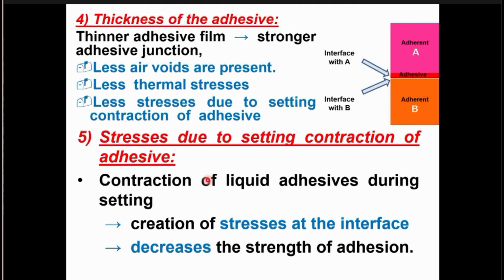Also, we know all adhesives are in liquid form. So once they make a bond and they set hard, they contract, they make shrinkage. So if we use a thick film and more quantity of adhesive, we will find more shrinkage. So to conclude this point, we should use a thin film or very little quantity of adhesive.